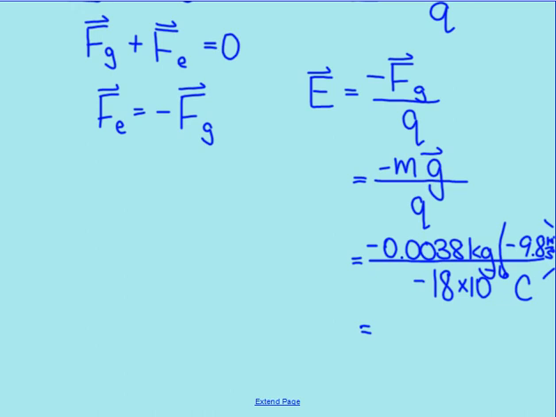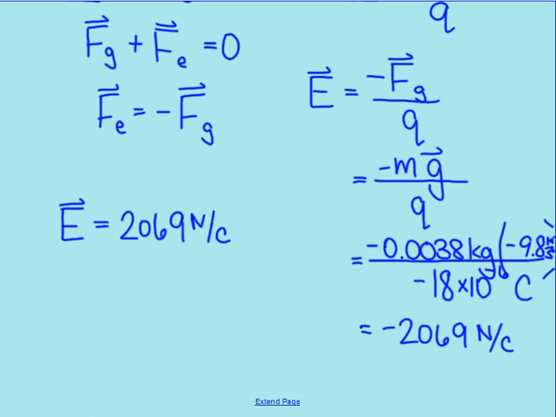Plugging all that into my calculator, I end up getting negative 2,069 newtons per coulomb. But as we know, we don't leave negative signs to indicate direction. Instead, we use a word or an arrow. So the magnitude is 2,069 newtons per coulomb. And in this case, the negative sign indicates down.